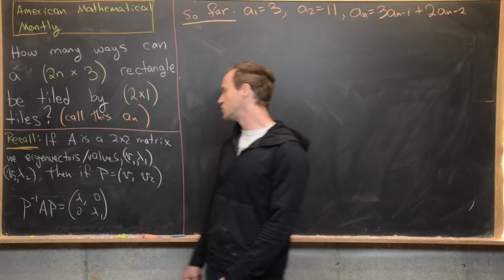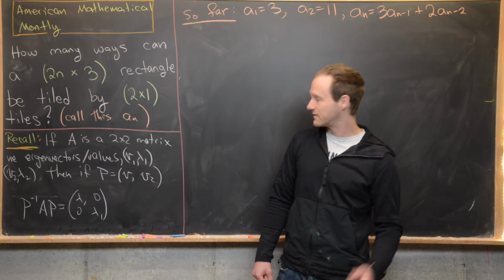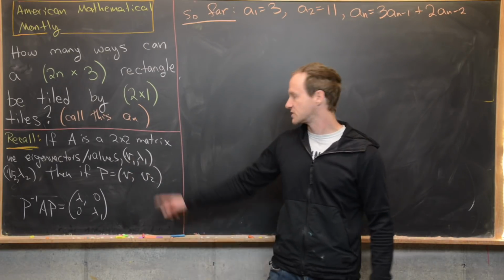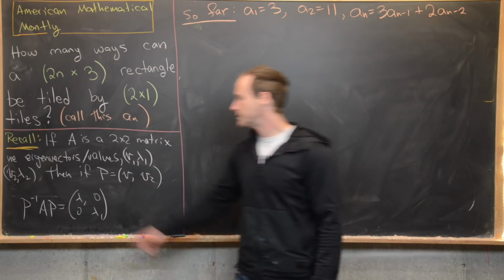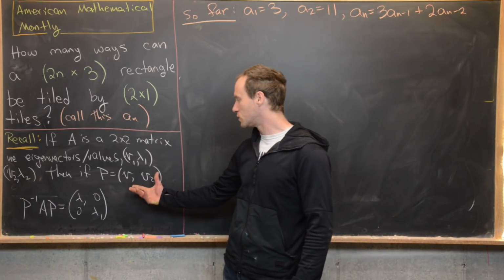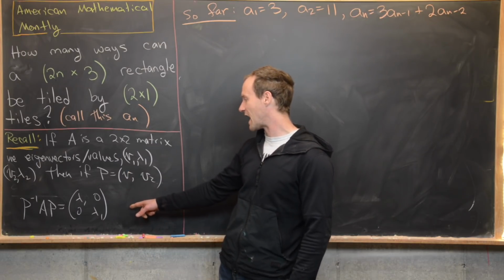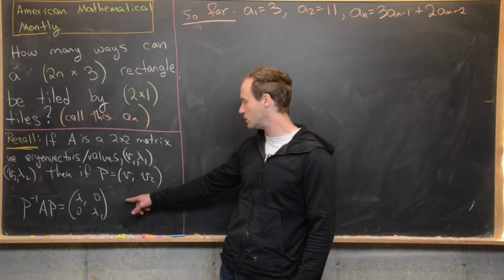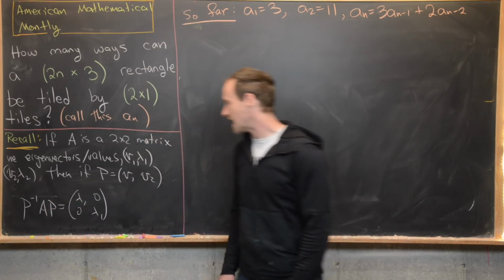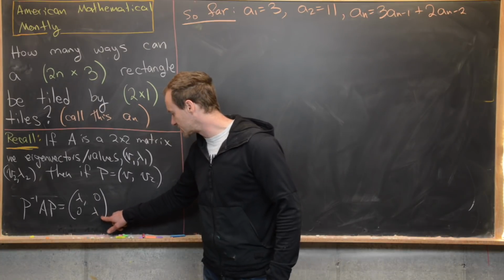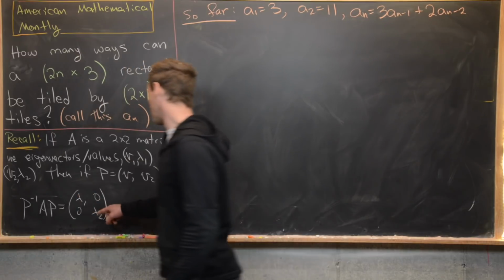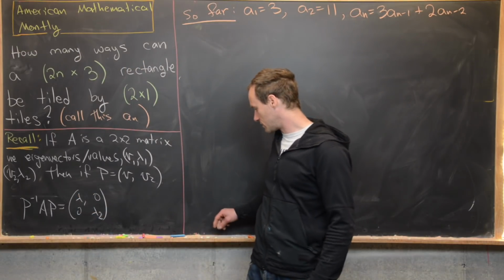So if A is a 2 by 2 matrix and it has eigenvectors and eigenvalues v1, lambda 1, so v1 is the vector, lambda 1 is the value, and then v2, lambda 2, then if we set P equal to the matrix formed by the eigenvectors, so the first column is v1, the second column is v2, then P inverse AP is this diagonal matrix with the entries the eigenvalues. So we have lambda 1, lambda 2, and then the rest zeros.